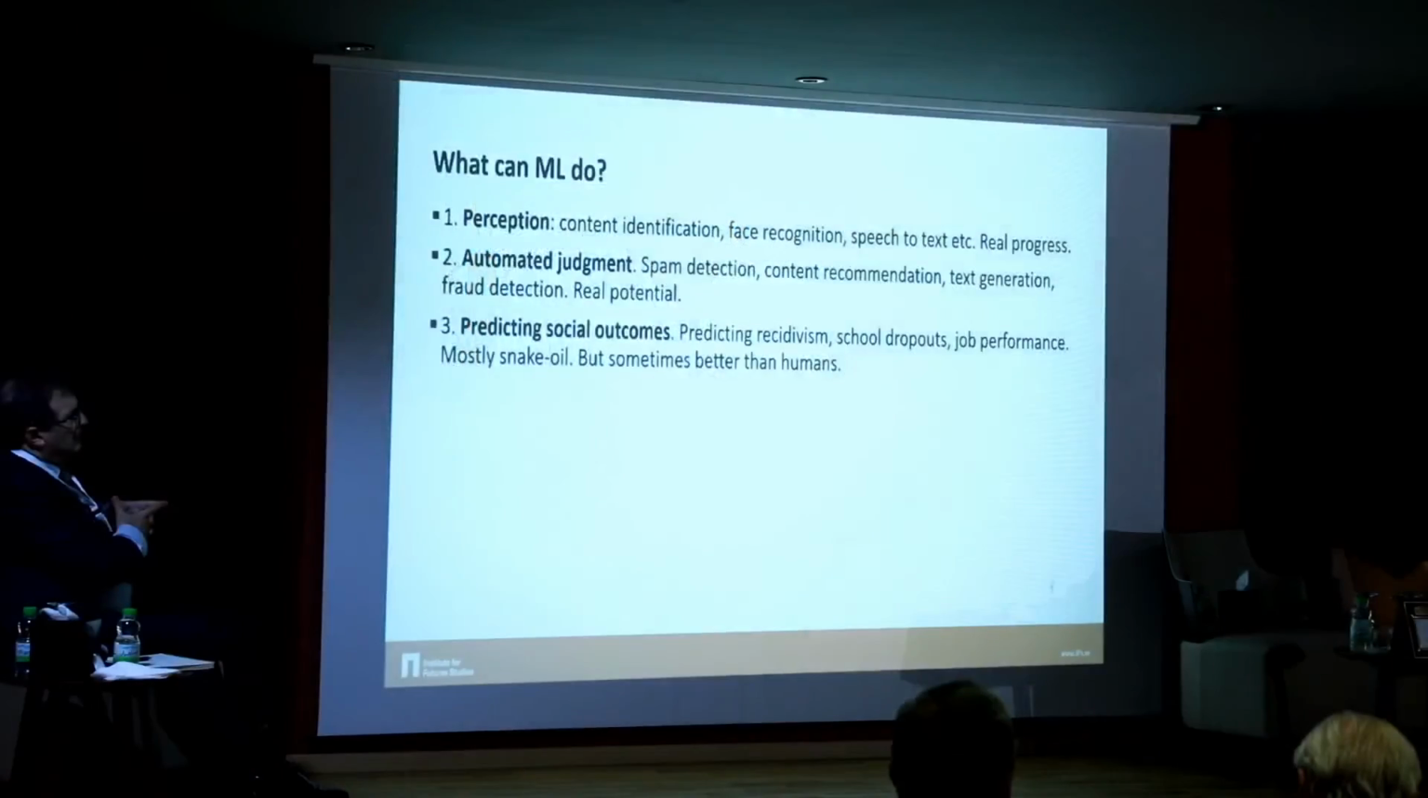The third category is the category that has proliferated a lot in Sweden, and that's companies that claim to be able to predict social outcomes. To give you an example, recidivism: predicting whether someone is going to recommit a crime within the next 5 years, whether someone is going to drop out of high school, whether someone is going to be a good employee in the next 5 or 10 years. These are mostly snake oil. And by snake oil, I mean fraud. But sometimes they are, unfortunately, better than humans. But this is a very specific case. I'll come back to that.